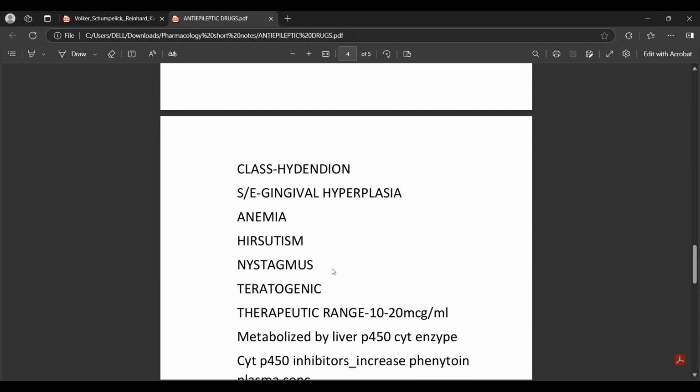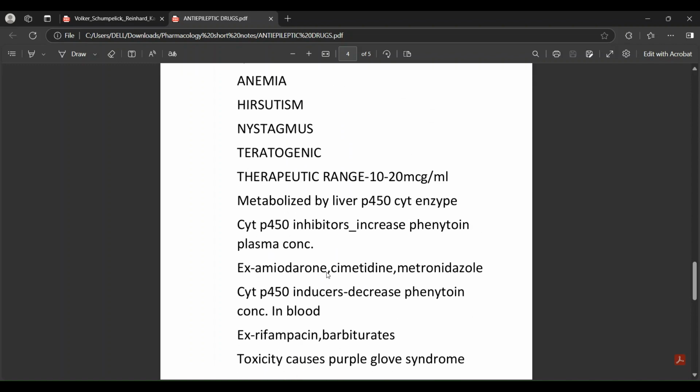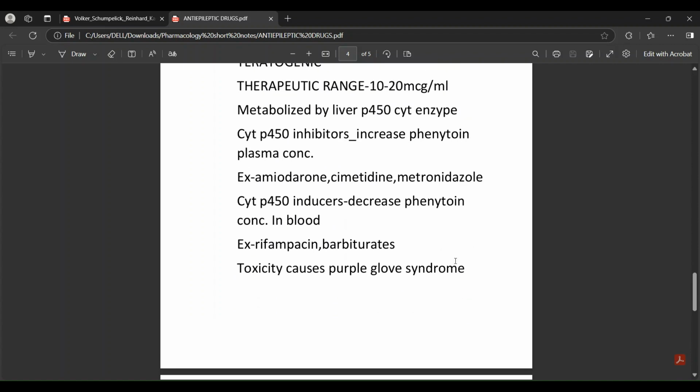The famous side effect of phenytoin is gingival hyperplasia, and others are anemia, nystagmus, hirsutism, and teratogenic effects. They have a teratogenic effect, and the therapeutic range is 10 to 20 micrograms per milliliter. And one other thing that needs to be mentioned here is that they are metabolized by the liver. Phenytoin is metabolized by the liver using the cytochrome P450 enzyme.